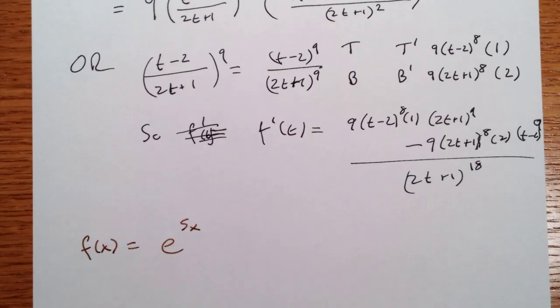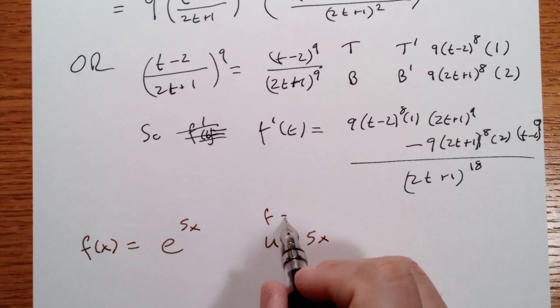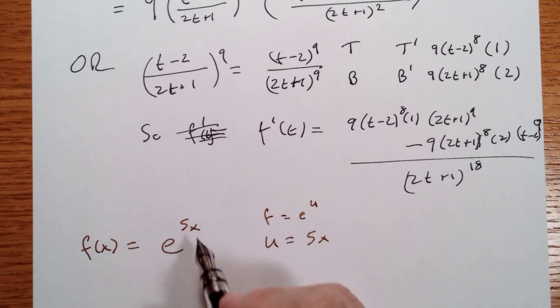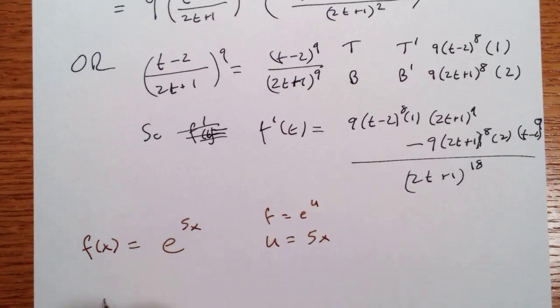We did e to the x last Friday. But now this is e to the stuff. I don't have to use the word ugly every time. Stuff works. E to the u. U is 5x. And then our f is e to the u. E to the thing. So when I go to do the derivative, what's the derivative of e to the x?